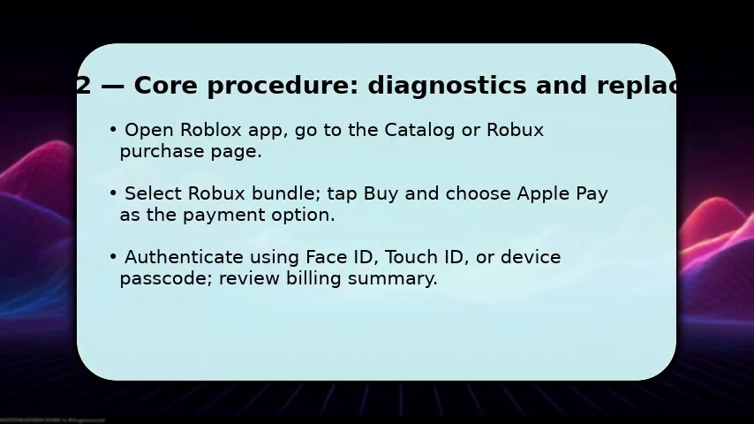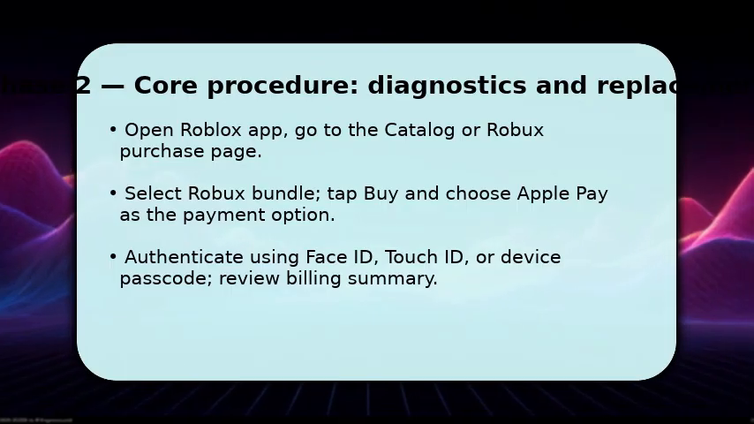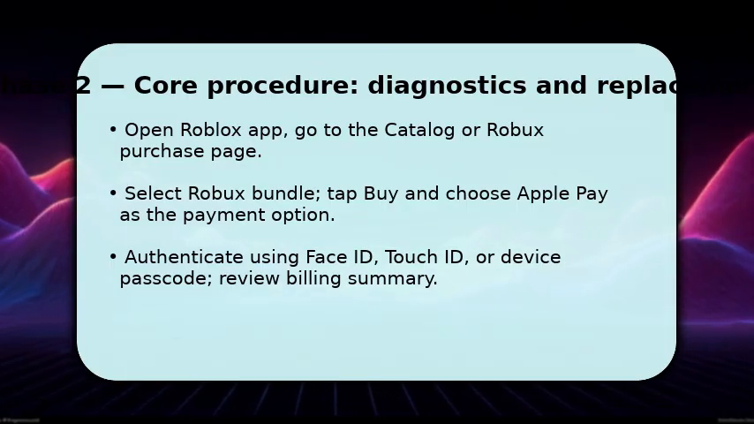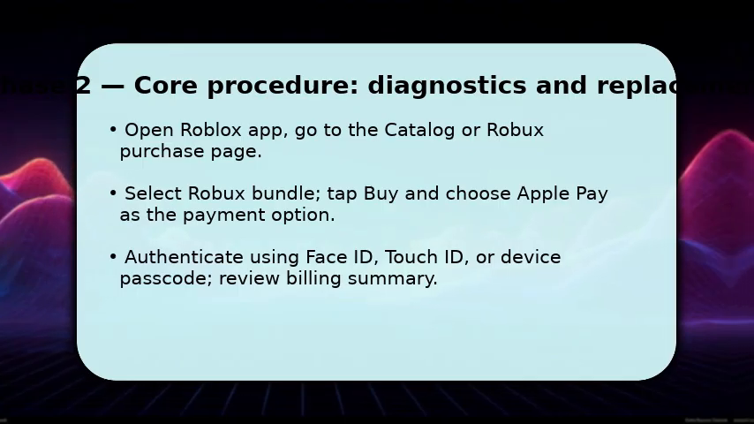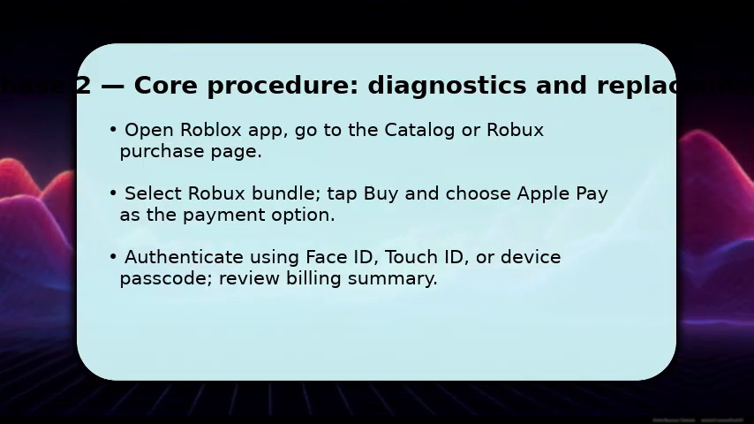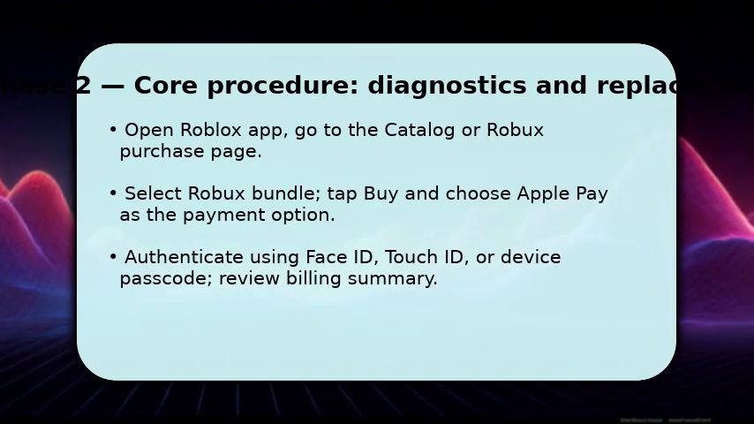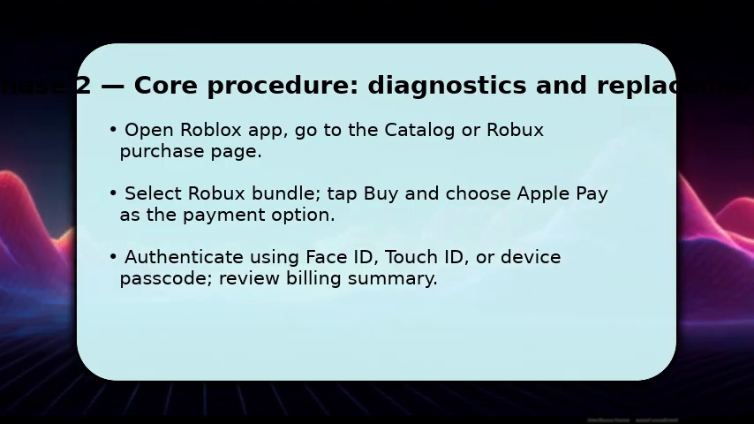You open the Roblox app and navigate to the Robux purchase page or any in-game store where Robux is sold. Next, pick the Robux bundle you want, tap Buy, and when payment options show, select Apple Pay. Make sure to review the amount, taxes, and total.